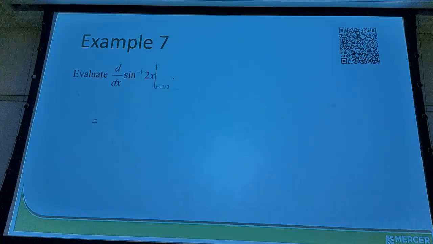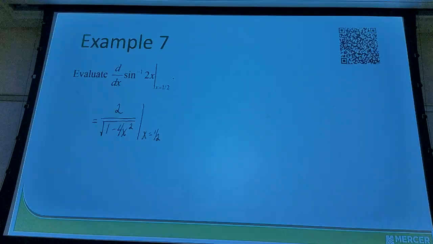What is the derivative of inverse sine 2x? Two x over the square root of 1 minus 4x squared. Close. Oh wait, no, 2 of them, I'm sorry. It's been a long day. Divide that at 1/2. What do you get? 2 over 0. Which is what? Positive infinity.